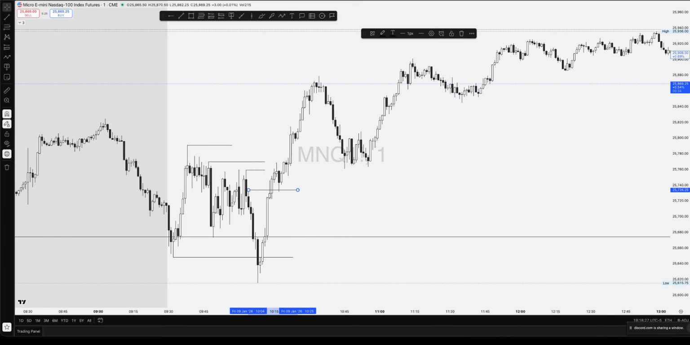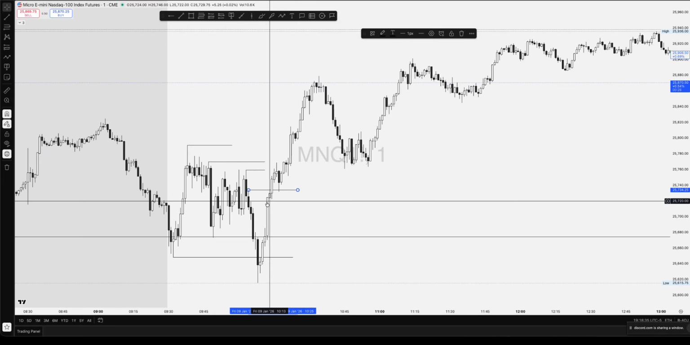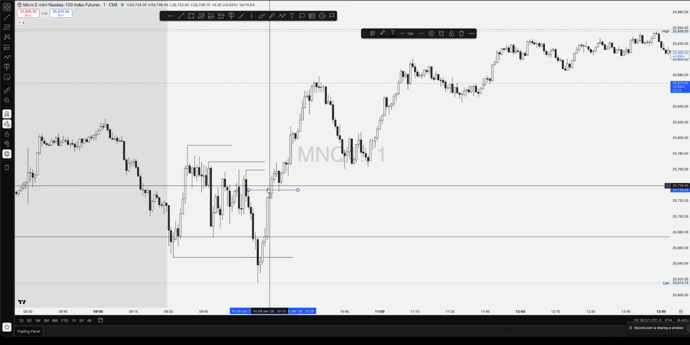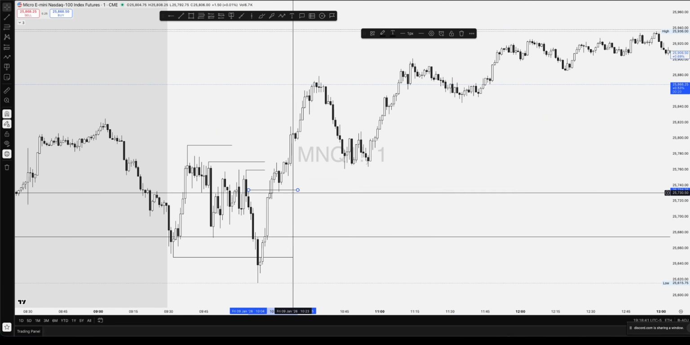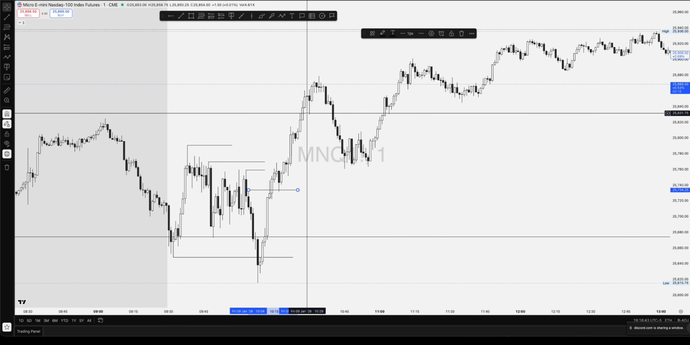But the question is, rule number 2 applies to it. Does this break and hold above it? If it does, then this is a long setup. It's a valid long setup. We broke above this lower high. Not only that, we took out these lower highs and held above it. You could tell we came, retested and broke above it.